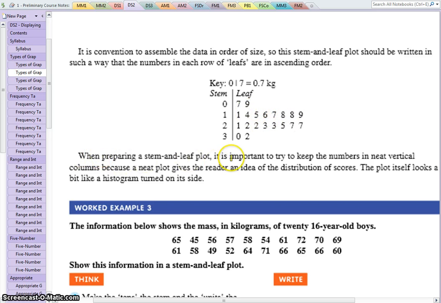When preparing a stem and leaf plot, it is important to keep them in neat vertical columns, because a neat plot gives the reader an idea of the distribution, and it actually looks like a histogram turned on its side. You guys might not recognize the word histogram yet. You should, but you probably won't.